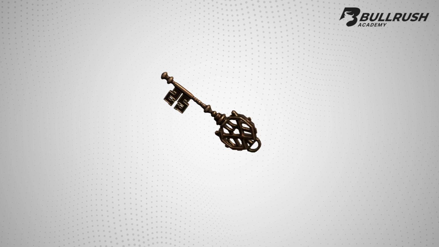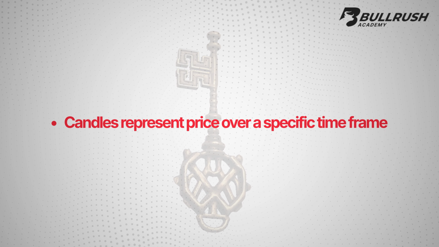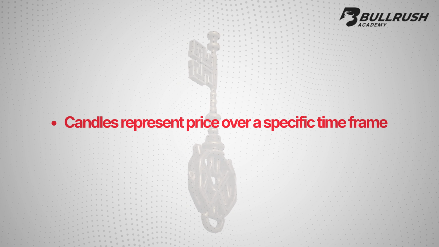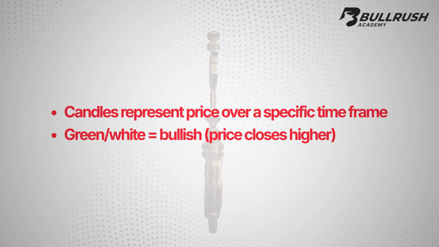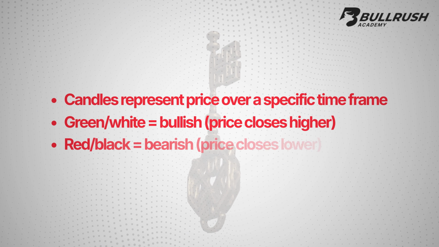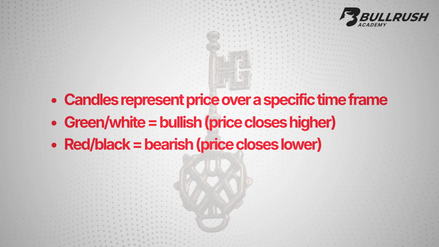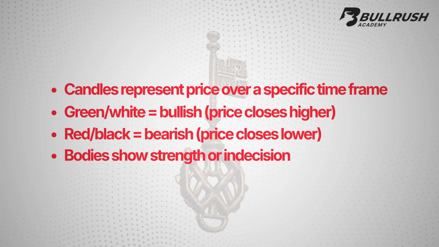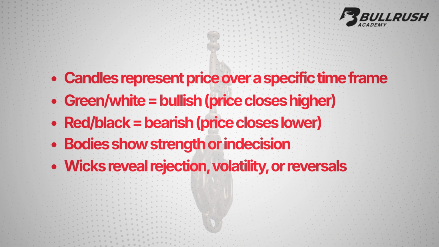And also remember these key points. Candles represent price over a specific time frame. Green or white equals bullish, meaning the price closes higher. Red or black equals bearish, meaning the price closes lower. Bodies show strength or indecision. And lastly, wicks reveal rejection, volatility, or reversals.